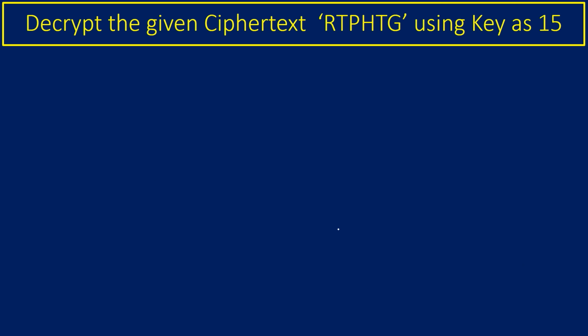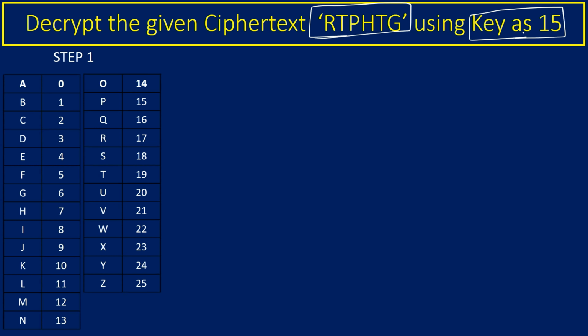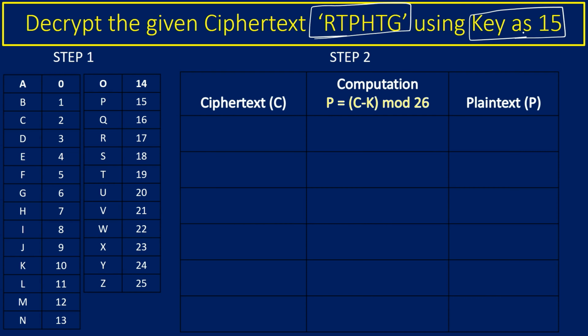Let us now see how we will decrypt this given ciphertext using the key 15. As I told you, the first step is you should use the mapping table because Caesar cipher works on numbers, and you have to map each letter of your message to a number so that it can process it. In the second step, create a 3-column table. In the first column, you write down your ciphertext, that is R, T, P, H, T, G. Now for each letter, you write down its corresponding number.